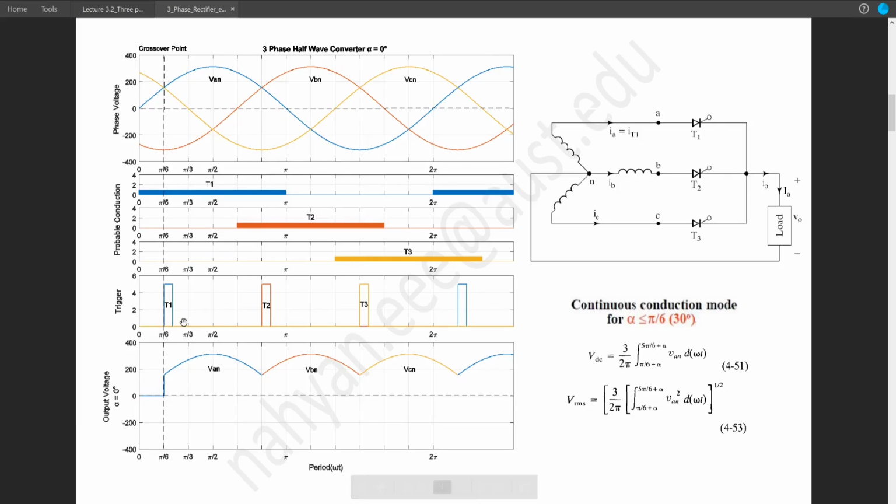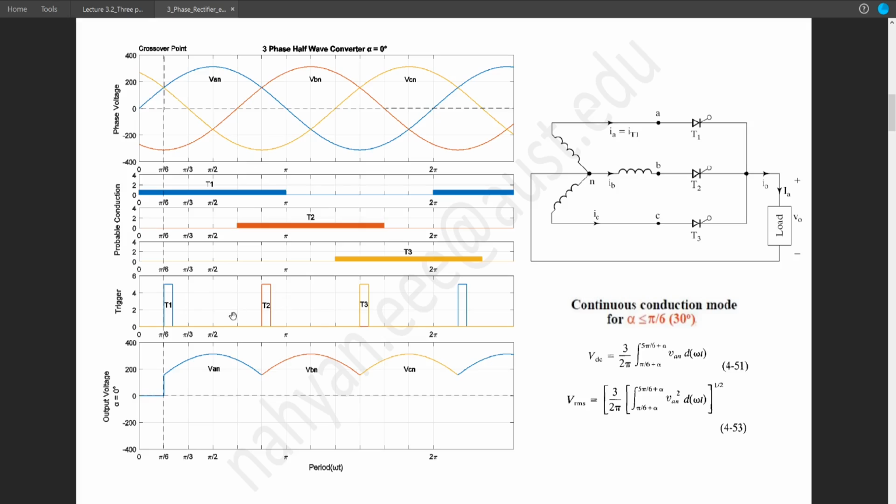So you can see right away T1 is triggered at this point. Before this point, T1 cannot be turned on. After this trigger, T1 will be turned on, and if T1 is turned on, the load is directly connected to this A terminal, and the other terminal of the load is connected to the neutral. So if we measure the voltage of the load, we will get VAN. So the output voltage waveshape will be similar to VAN. So this portion of VAN will be copied to the output or load.